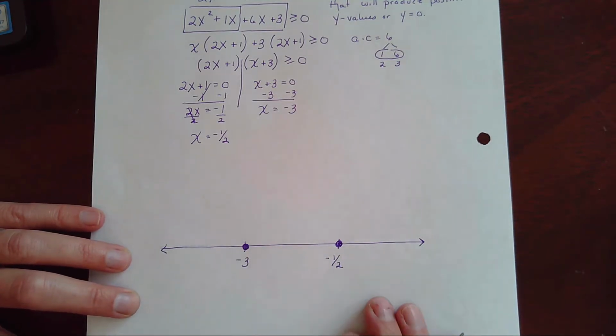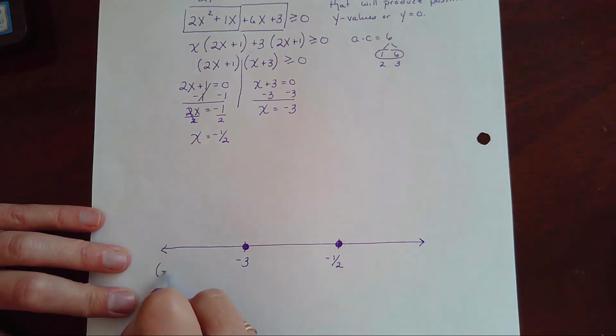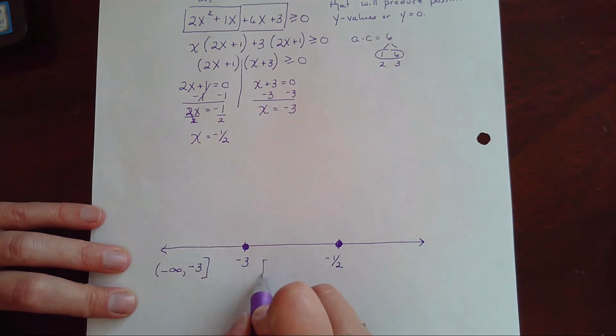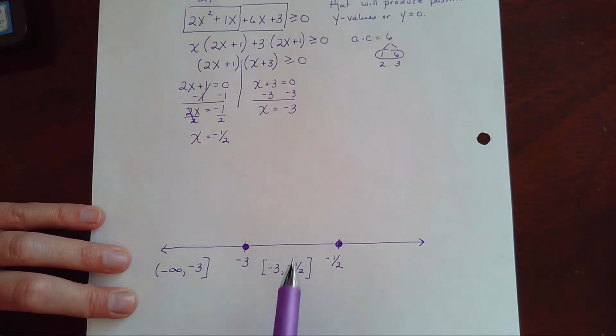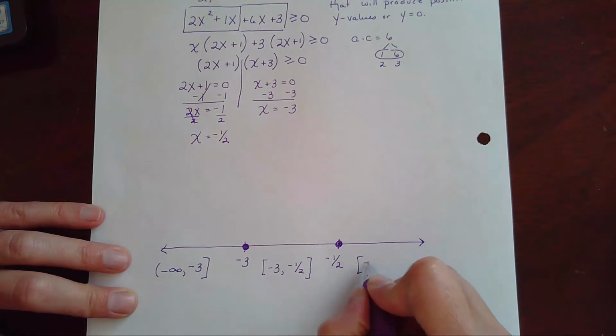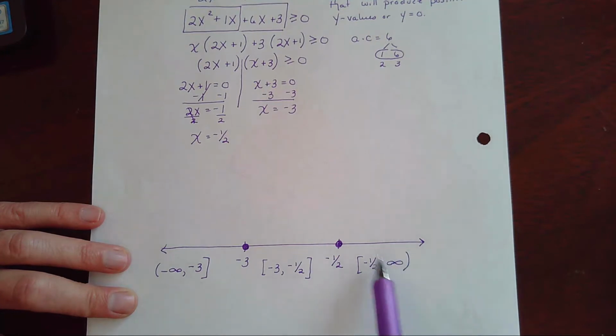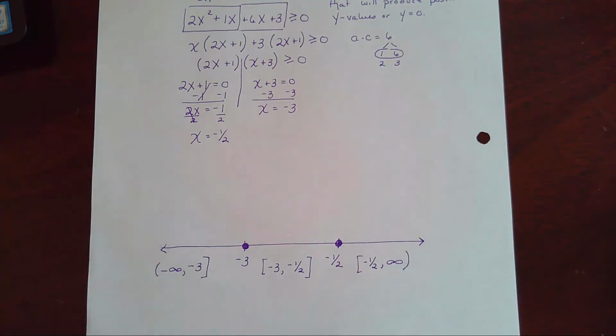So I've divided up my number line into 3 intervals. I have from -infinity to -3. So we have to find out whether, when I put an x value in this interval, it's going to give me a positive or a negative y. We're going to look at -3 to -1/2. And we're going to choose one x value that will tell me if the y values are positive or negative in this interval. And then we're going to choose an x value in this interval, and that will tell me whether all the y values are positive or negative.